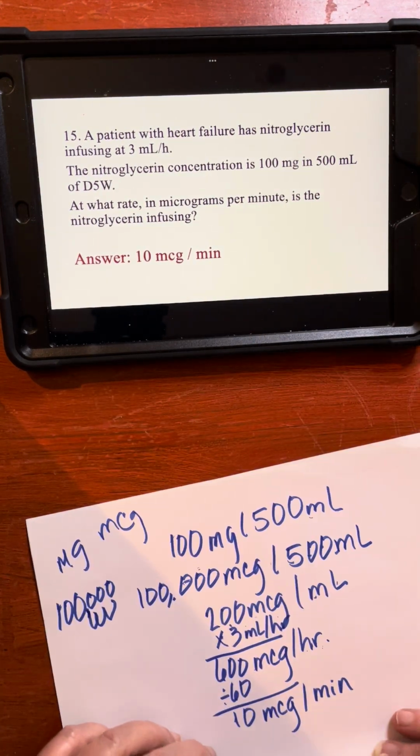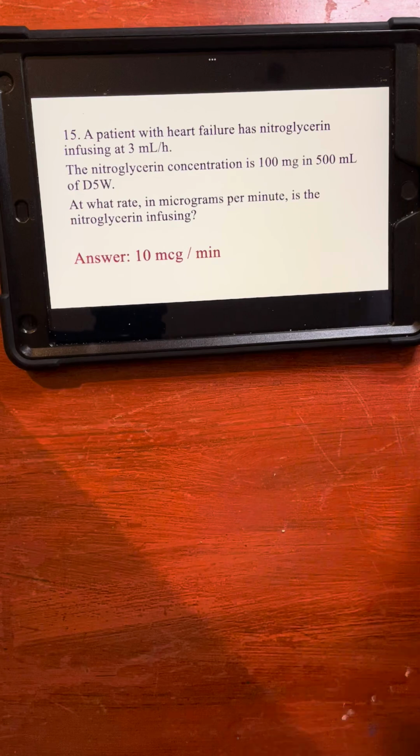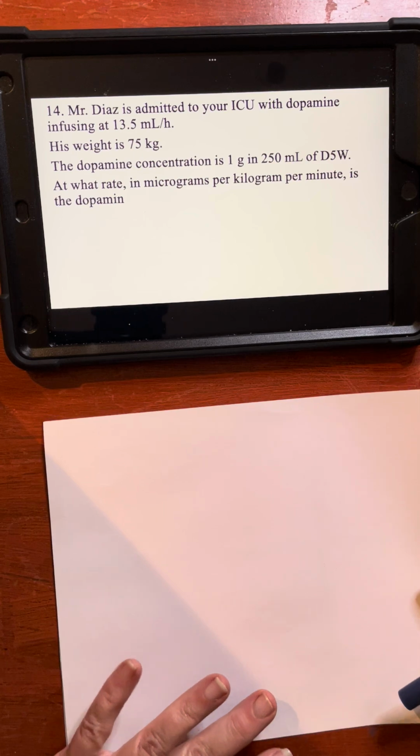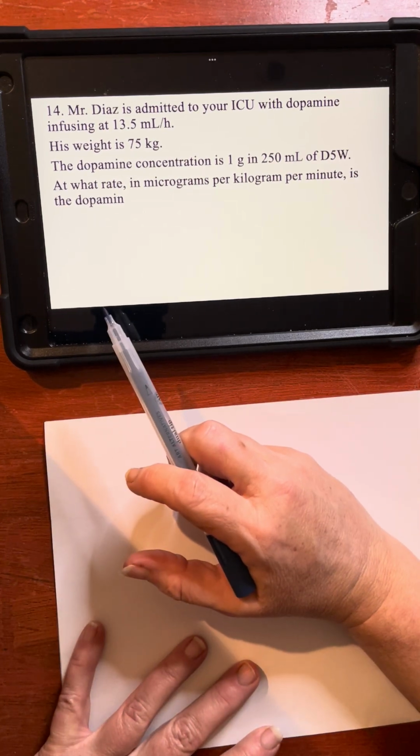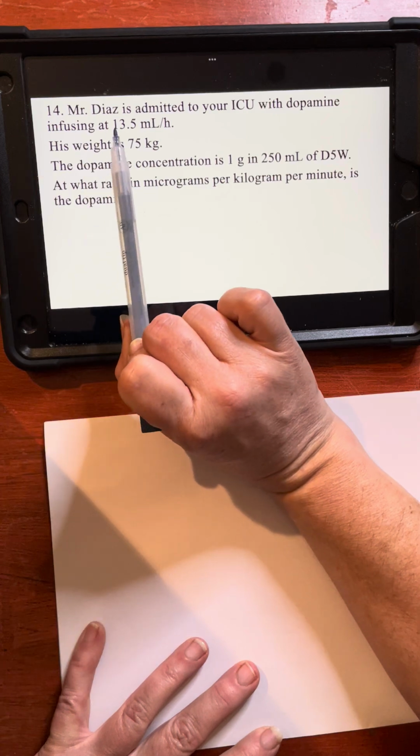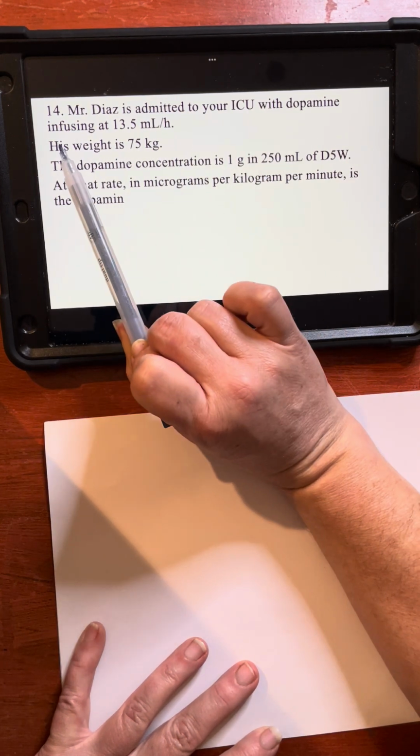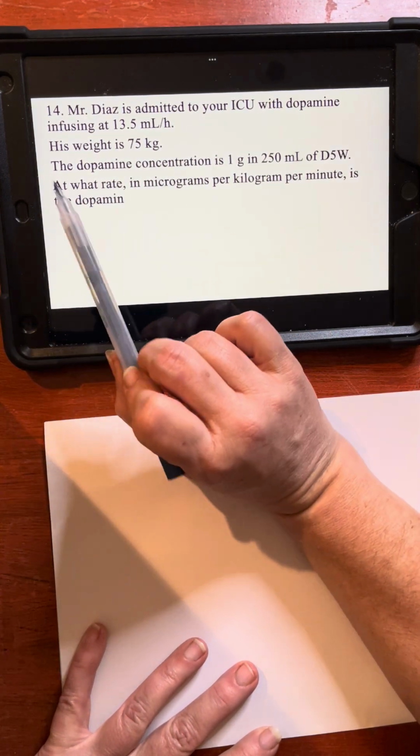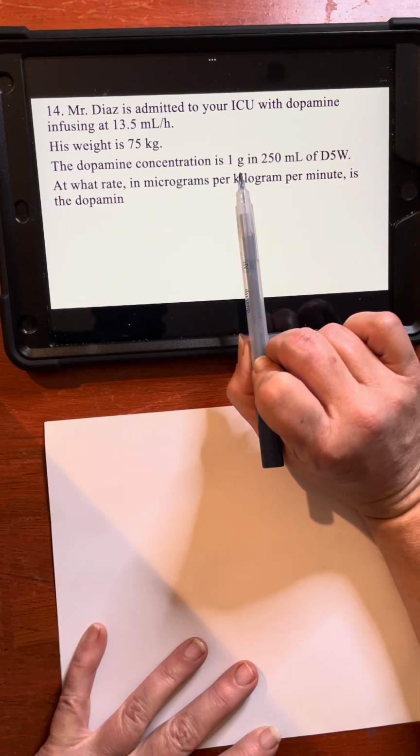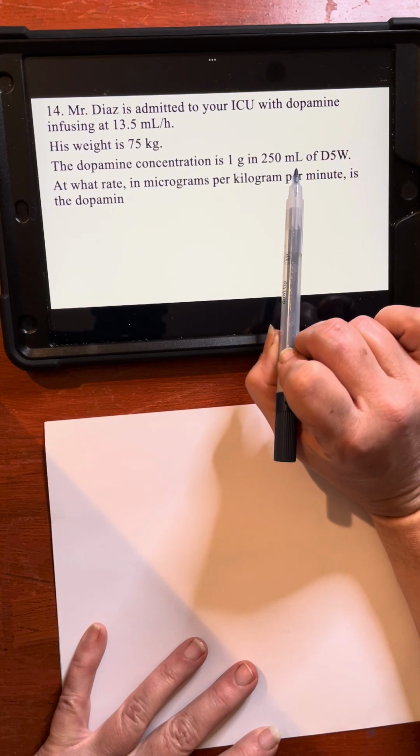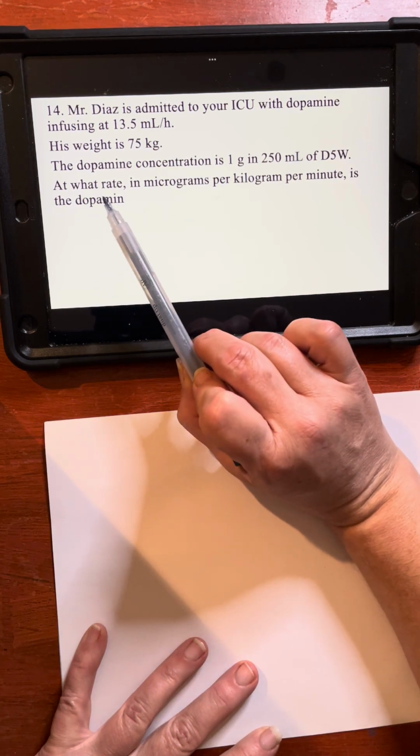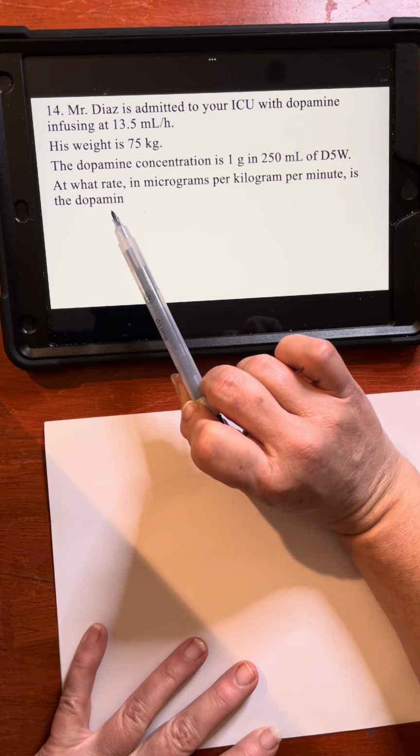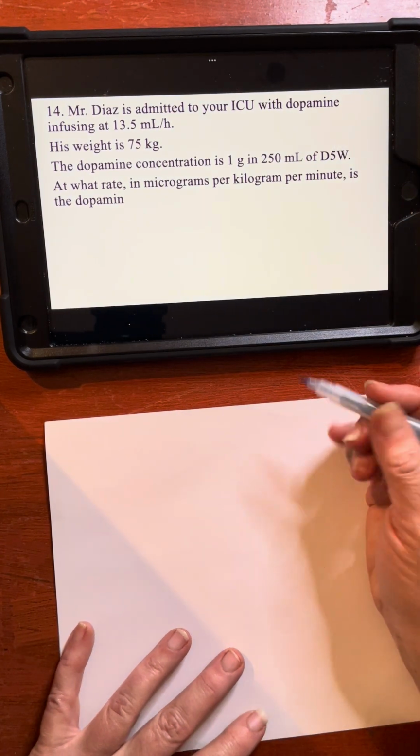All right, I got one more now. Shake it off and get back in the game. And look, here's the problem. If you want to pause it and work it. Okay, so Mr. Diaz is admitted to your ICU with dopamine infusing at 13.5 milliliters an hour. His weight is 75 kilograms. The dopamine concentration is 1 gram in 250 milliliters of D5W. At what rate in micrograms per kilogram per minute is the dopamine infusing?